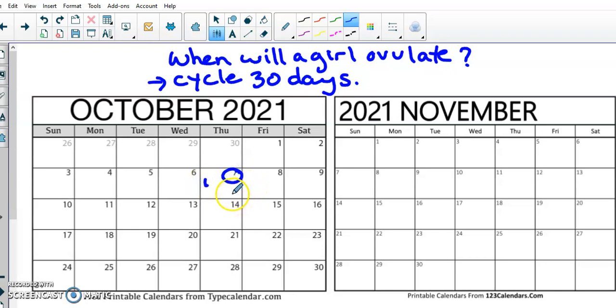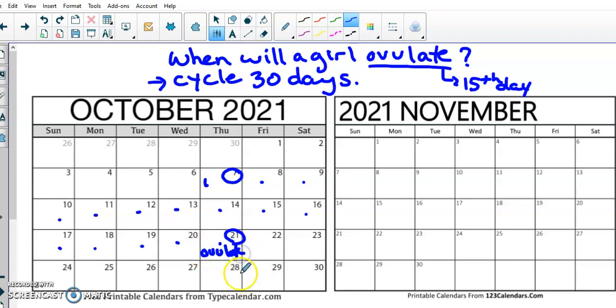So remember, ovulation is halfway, which means on the 15th day. No matter what, even if her period lasts 5 days, 6 days, 7 days, the 15th day is when she will ovulate. So let's find out. You'll count from the first day of her period: 1, 2, 3, 4, 5, 6, 7, 8, 9, 10, 11, 12, 13, 14, 15. So she will ovulate here. Let's continue and see when is her next period. So that's the ovulation on the 15th day.